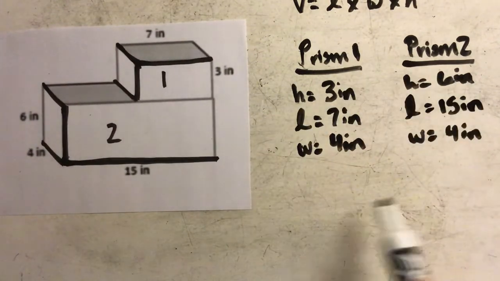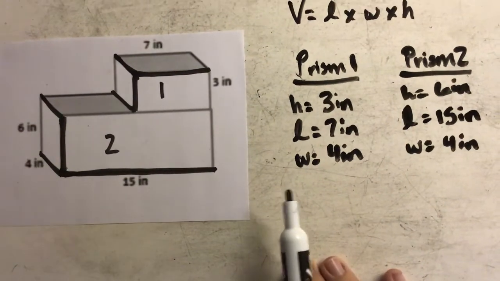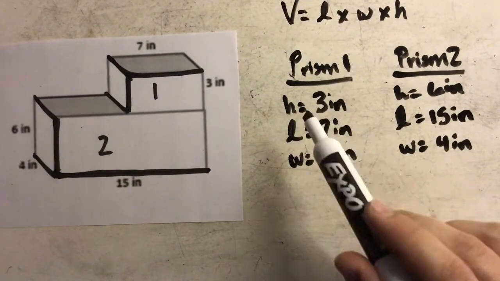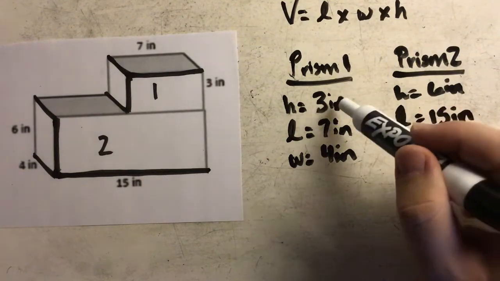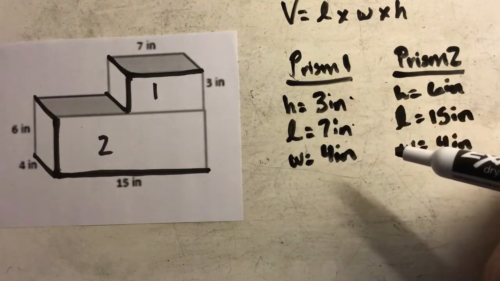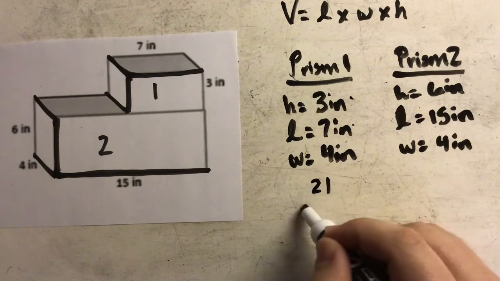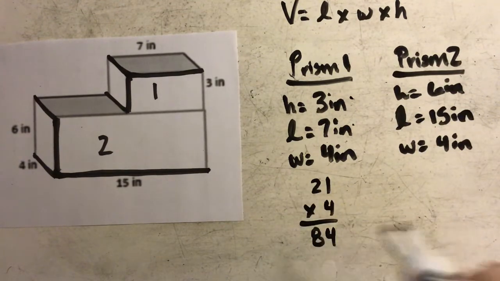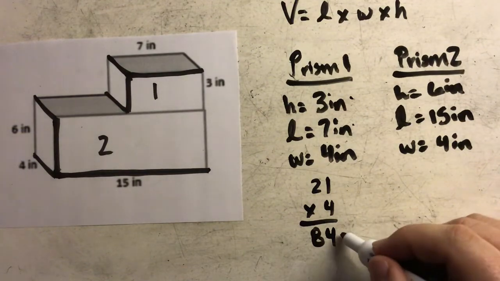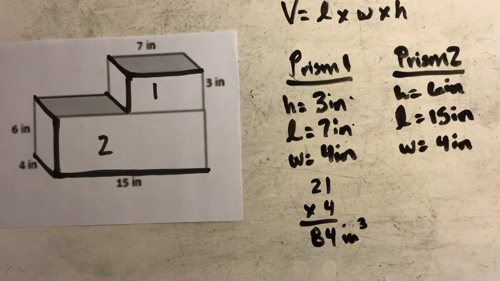And now again, in order to find the combined volume, I'm going to want to multiply the length, the width, and the height for each one separately. So let's start with this one. 3 times 7 is 21. 21 times 4 would give me 84 inches cubed.